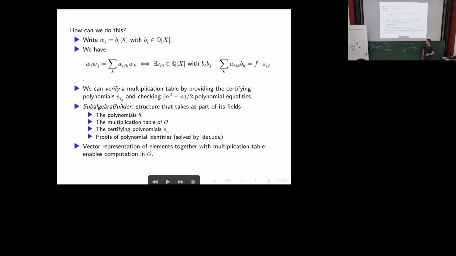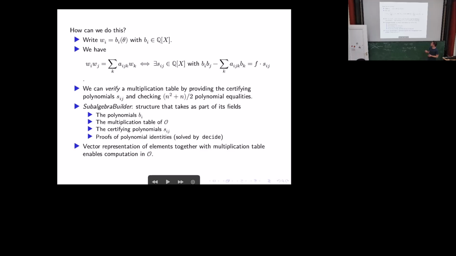And the way we're going to do this is we're going to use our polynomial arithmetic. So we can write every element in the Z basis as a polynomial in Q evaluated at this theta. And so the multiplication of these two elements in the basis being equal to this linear combination is precisely equivalent to a polynomial existing such that this polynomial identity is satisfied. So we can verify a multiplication table by providing the certifying polynomials Sij and just checking all of these polynomial equalities. And for this, we can collect this data in a structure that we call the subalgebra builder.